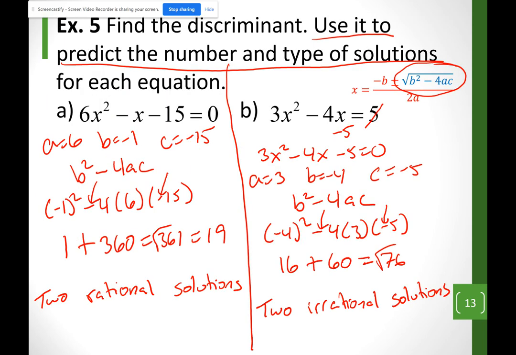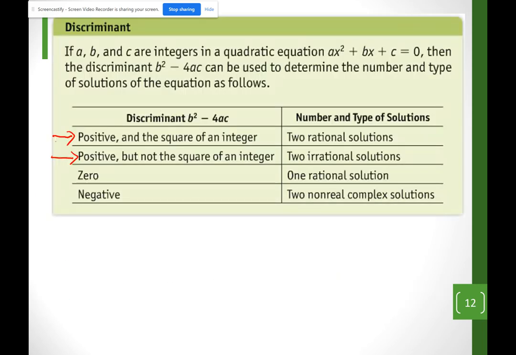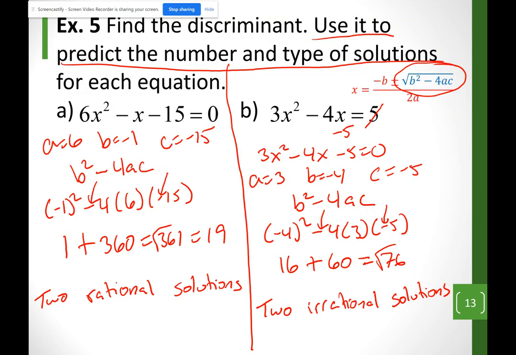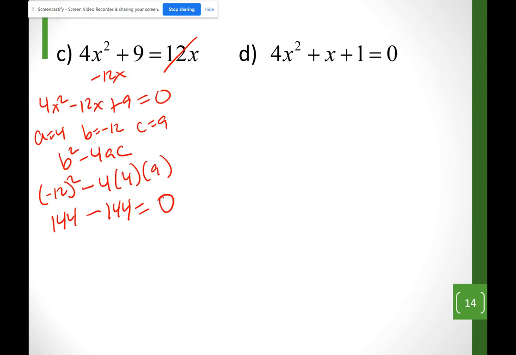Remember, let me go back a couple slides. Now we have this case. When my discriminant is 0, I get 1 rational solution. So here my discriminant was 0, so I get 1 rational solution.